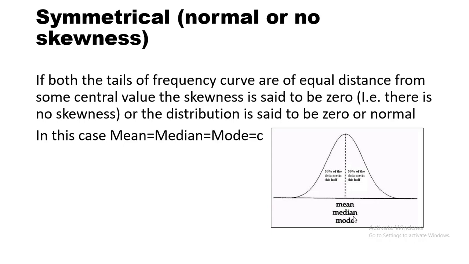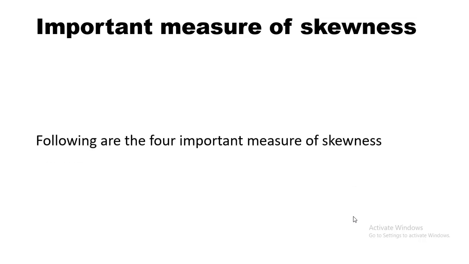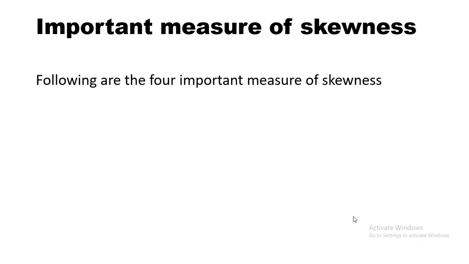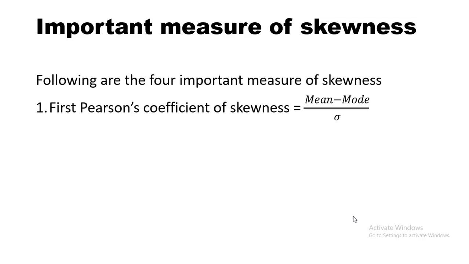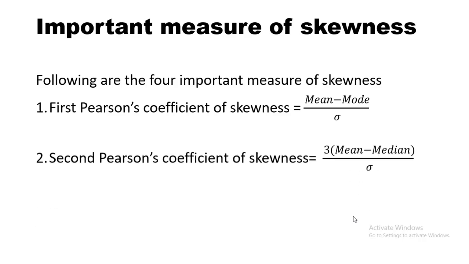Alright, moving on. We need to know some of the important measures of skewness as well. The following are the four important measures of skewness. Number one is called the first Pearson coefficient of skewness. The formula is mean minus mode upon standard deviation.